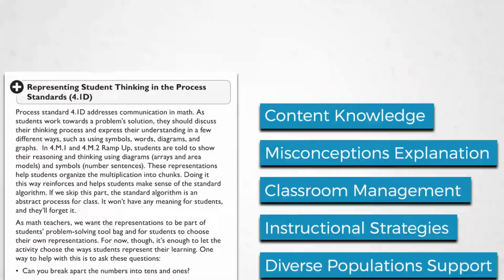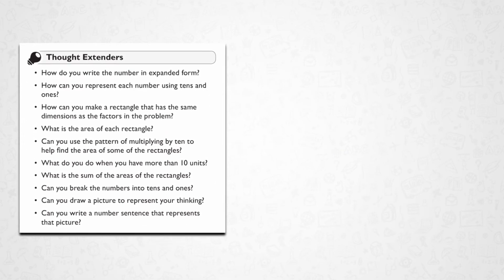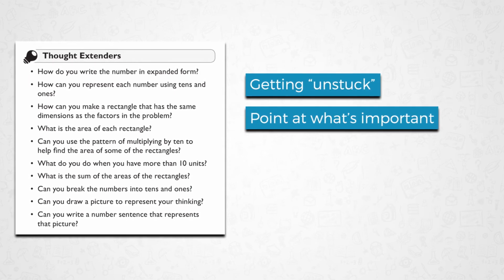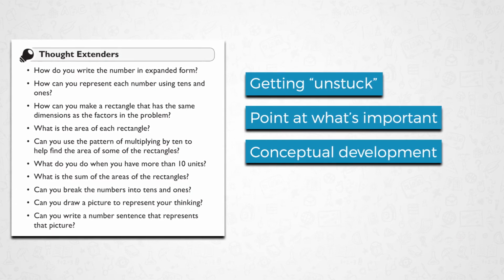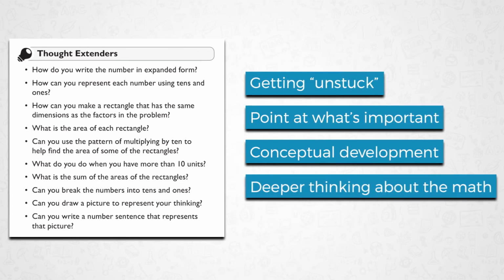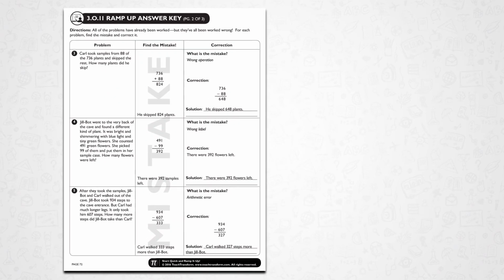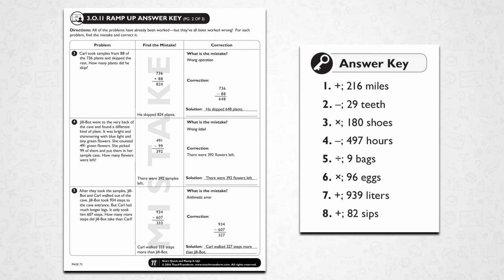Let's look a little at the thought extenders. The thought extenders are a list of questions that you can use to help your students get unstuck. They help their brains point at what's most important about the math that they're doing. They help develop their conceptual understanding, and they help them think more deeply about the mathematics. We have the answer keys in two different places. Sometimes the answer keys are their own page, and you'll see the words answer key at the top. But occasionally, whenever the answer key is just a list of numbers, we put it right on the teacher page in the front so that you can see, and to make it easier so you don't have to flip back and forth.